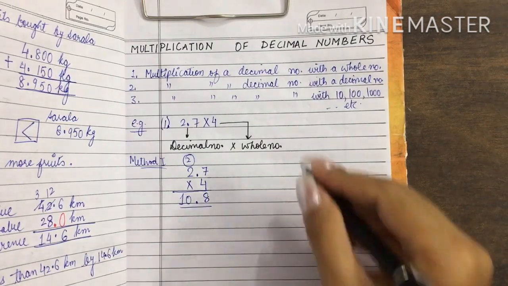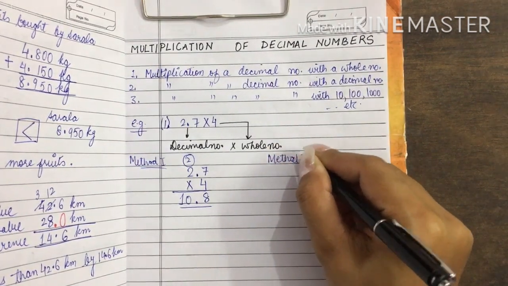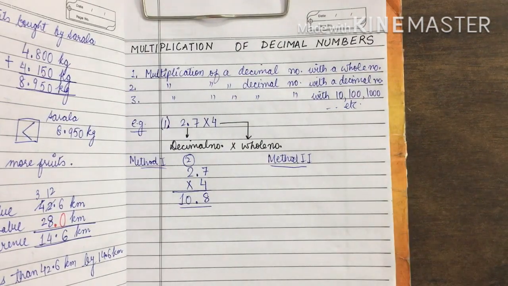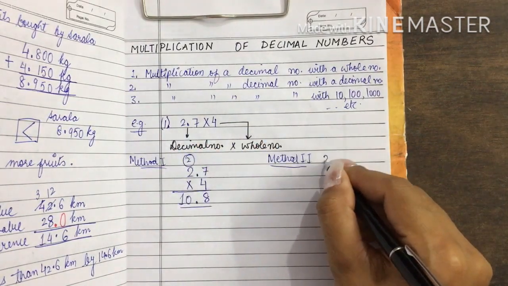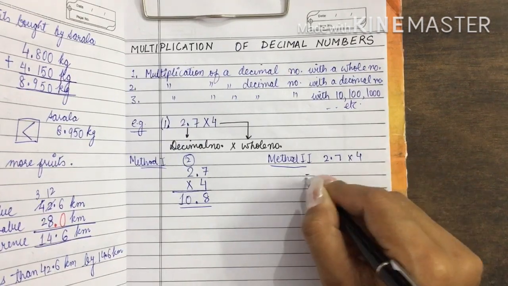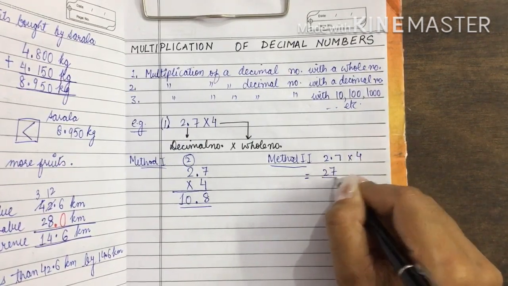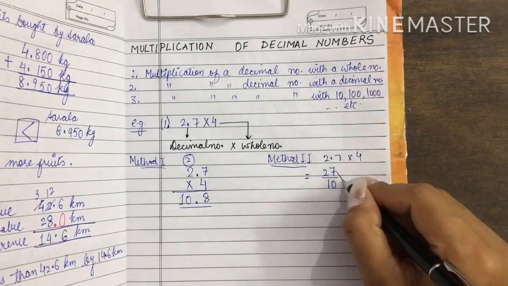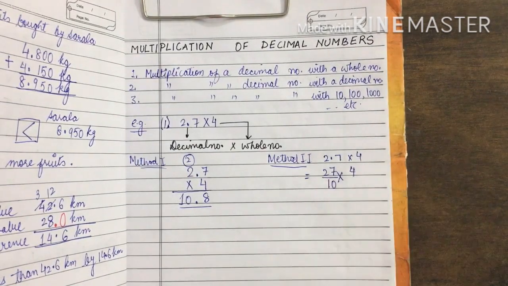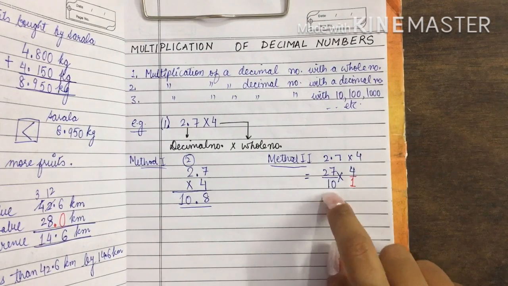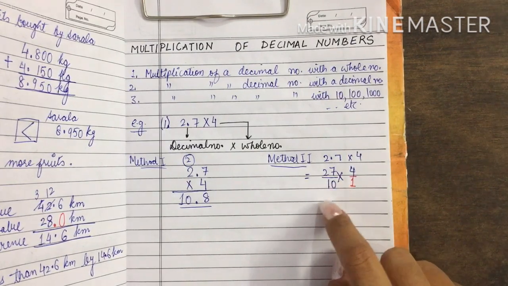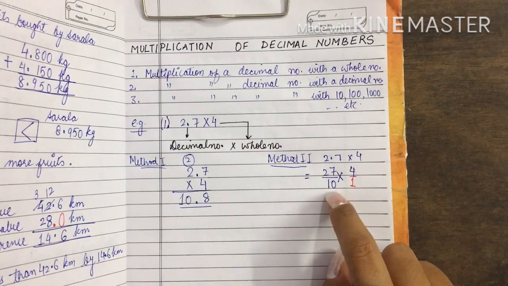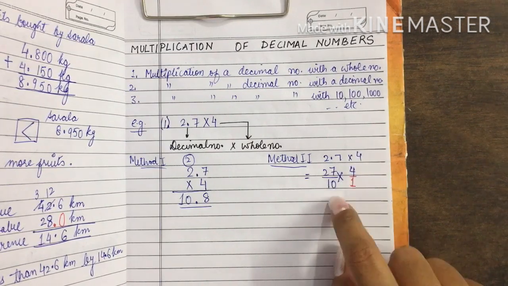The second way is you change your decimal number into a fraction and then multiply. So 2.7 multiplied by 4, this can be written as, removing the point, 27 by 10, and this is 4 over 1. Now I know how to multiply my fractions. The only thing is I will not be doing any simplification. I do not want to change this 10. I just keep it as it is. I will not change it. Although I want to, but I will not.